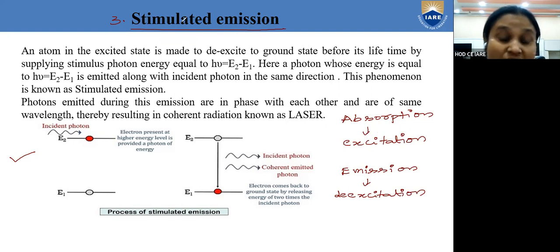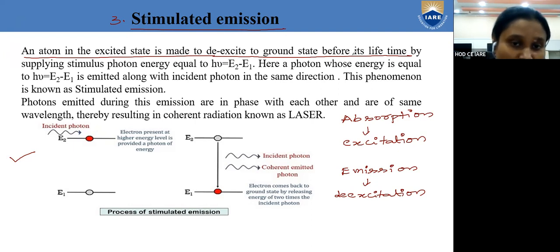That atom or electron will come down on its own. But in this case, it is stimulated. Stimulated means by force, I have to make it come down. Just look at this figure. Again, the same story. After absorption, where is our atom? The atom is in the excited state. Now, I want to make this atom come down before its lifetime. This you have to understand, students. An atom which is in the excited state is made to de-excite to the ground state before its lifetime. Anyway, after its lifetime it will come down. But we have to make it come down before its lifetime.